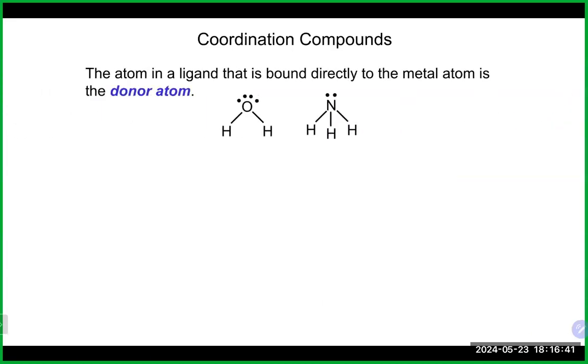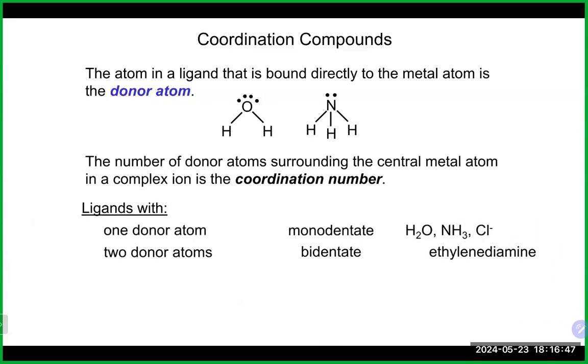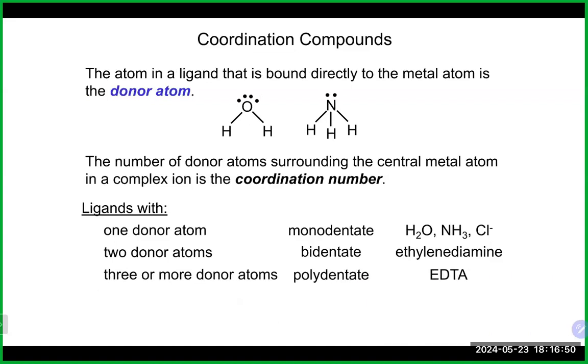Now, when we look at our ligands, every ligand will have what is sometimes referred to as a donor atom. That's the atom that is directly attached to the metal. It's really the guy that's got the electrons where it's attached. In the case of water, it is the oxygen that's going to attach to a metal. And in the case of NH3, it is the nitrogen that's going to attach to a metal. Now, the number of donor atoms surrounding the metal in a complex ion is what's known as the coordination number.